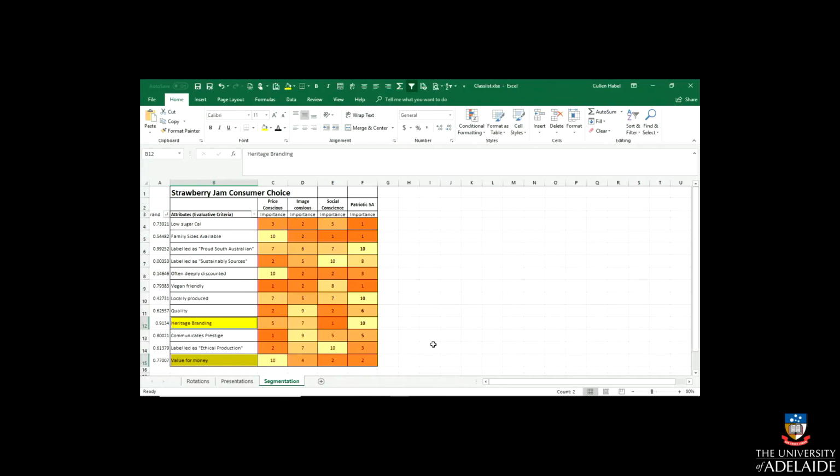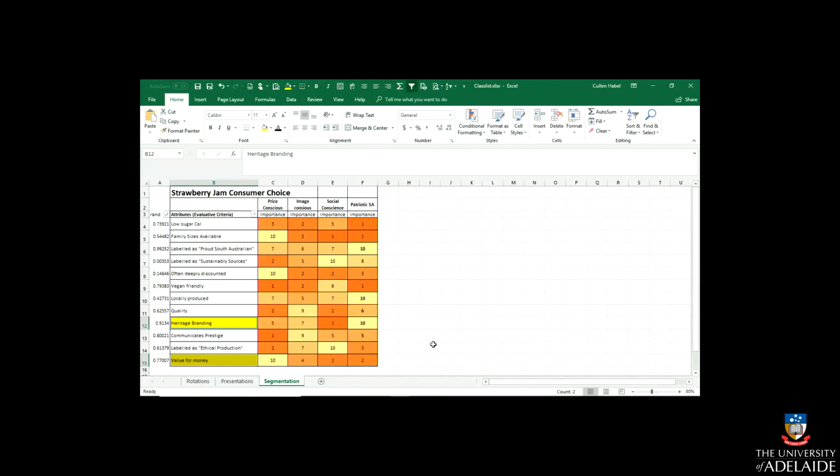Okay. Where's our 5 on heritage branding, 10 on value for money? That was price conscious. Who else is sitting there? We might as well plot everyone in there.